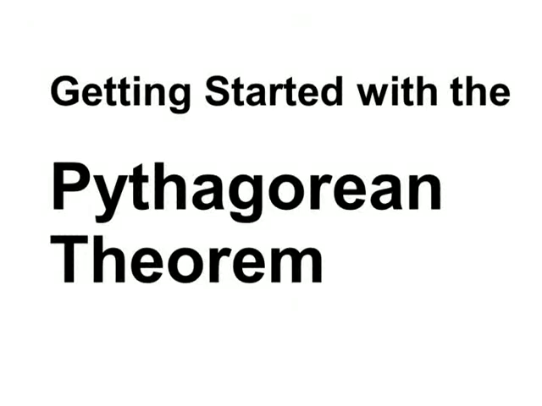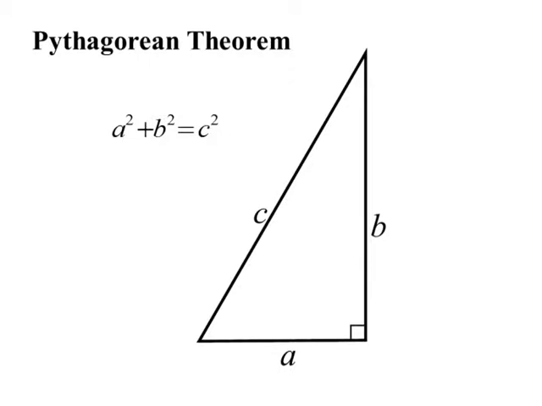Getting started with the Pythagorean Theorem. You've probably heard of the Pythagorean Theorem. It's maybe the most famous rule in geometry. There's also a good chance that you know the formula that goes with it. A squared plus b squared equals c squared.